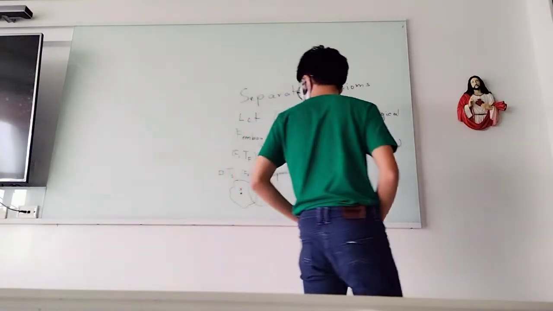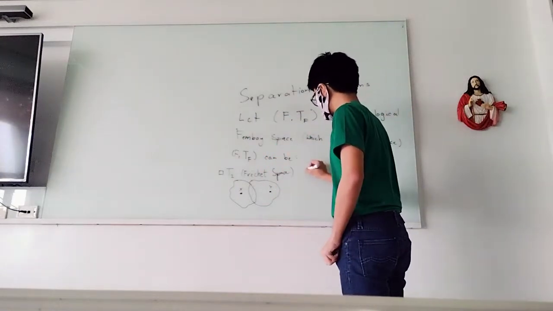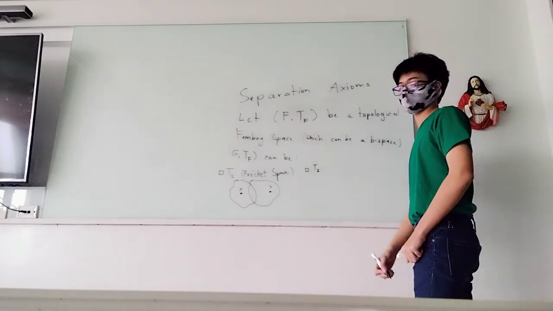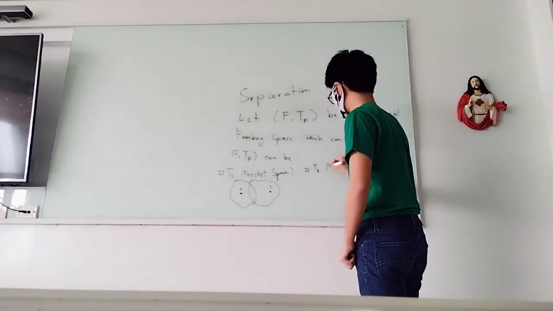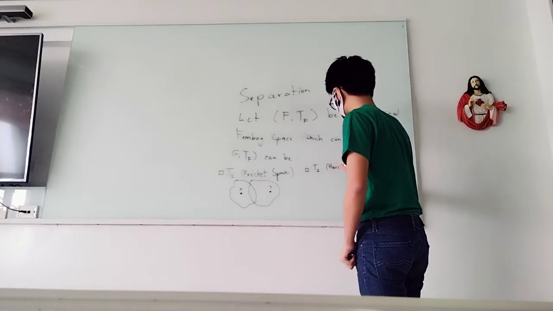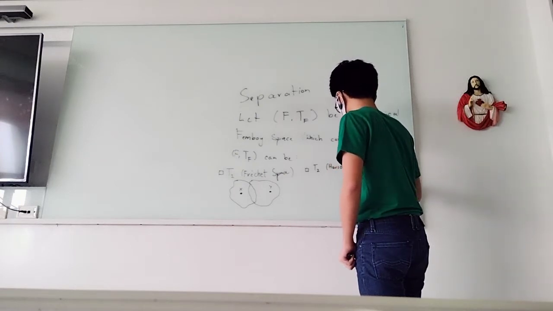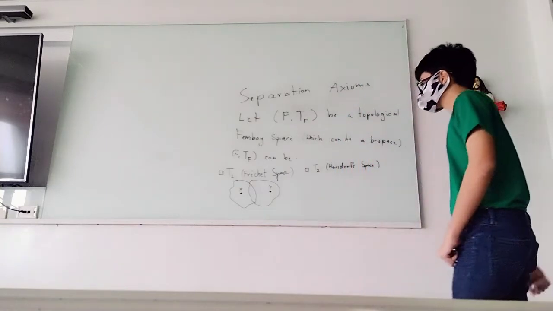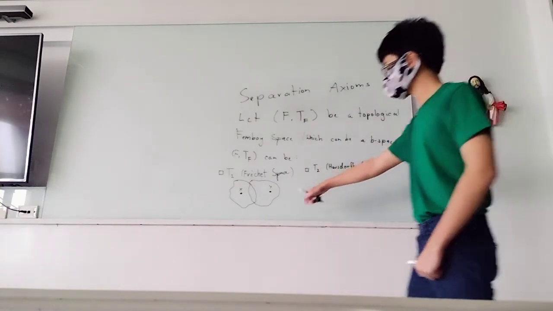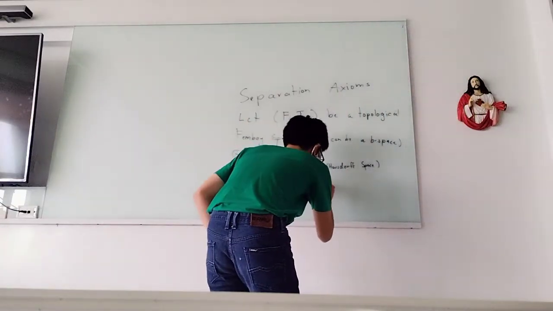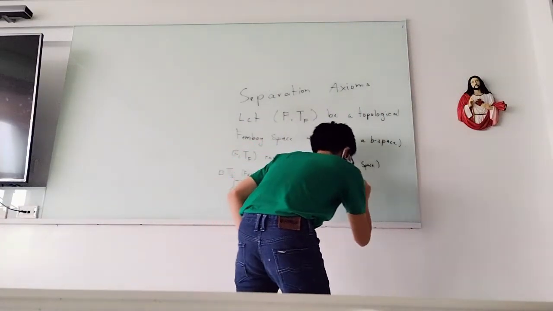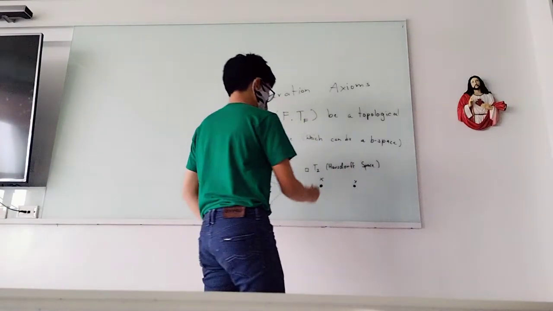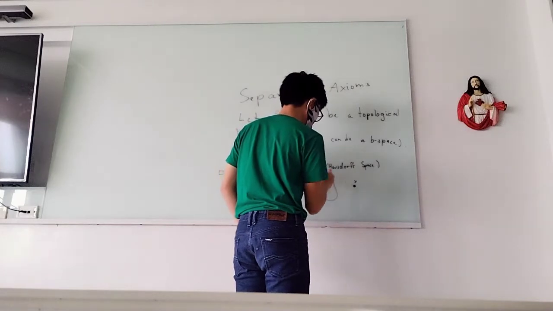The second one, T2, is the most popular, the most well-known. It is a Hausdorff space. And Hausdorff means basically that we have our points x and y, and the surrounding neighborhoods do not intersect.